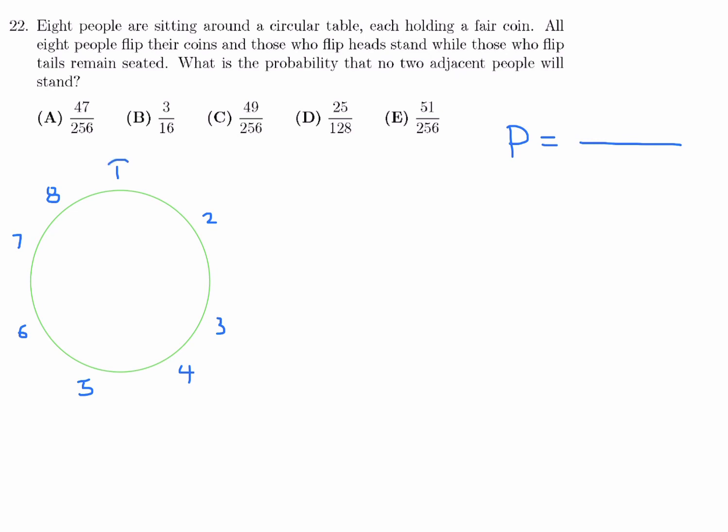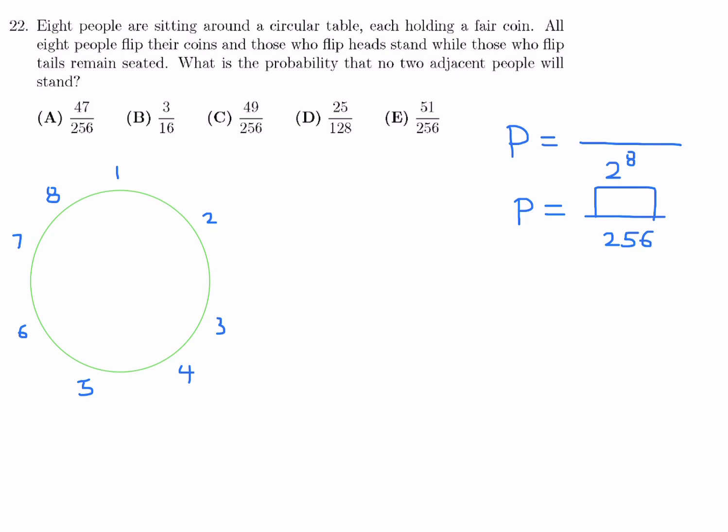Well, for each person, there's 2 ways of getting an outcome, either heads or tails. And since there's 8 of them, 2 to the power of 8 is the total possible combinations. So the probability will be something over 256. So now our task is to figure out that something.